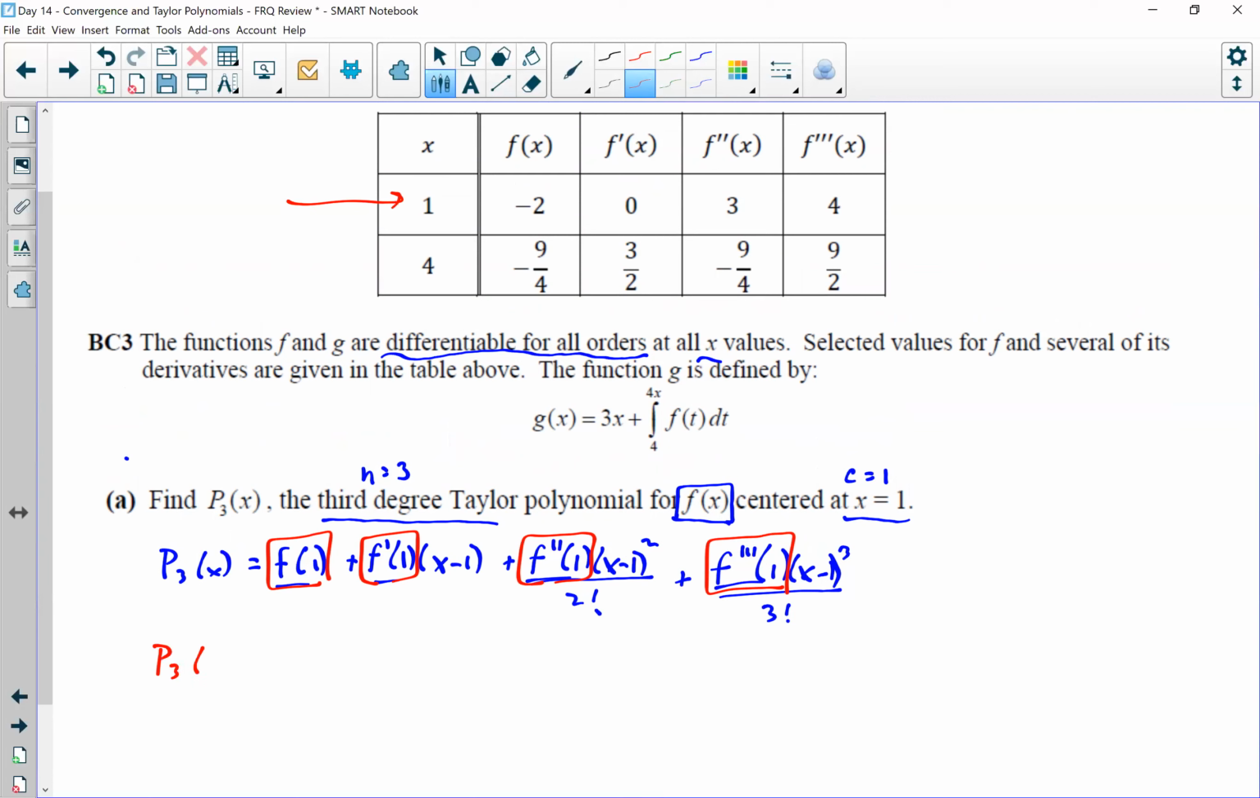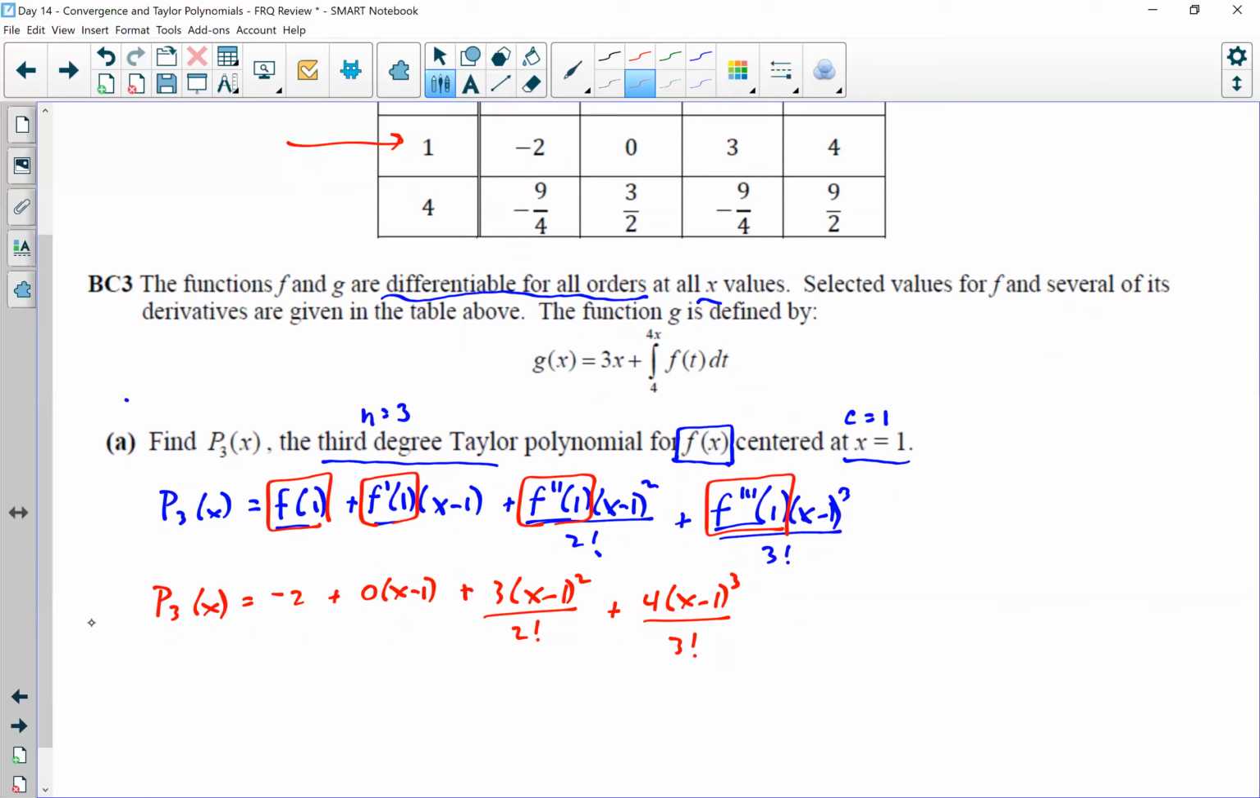And so our third degree Taylor polynomial is going to be f of 1, which is just -2, plus f prime of 1, which is 0, and then f double prime of 1, which is 3, times x minus 1 squared over 2 factorial. And then finally, f triple prime, which is 4, x minus 1 to the third power over 3 factorial. And so there is our third degree Taylor polynomial for f centered at x equals 1.